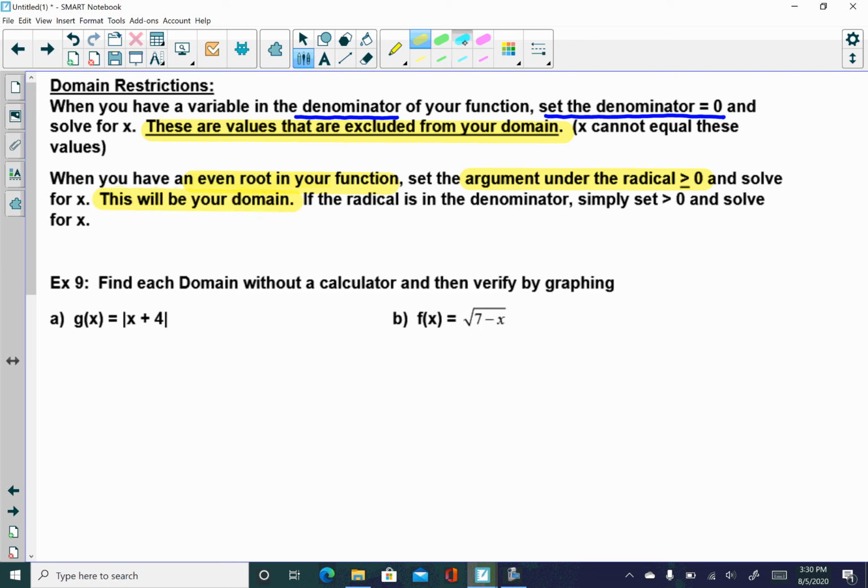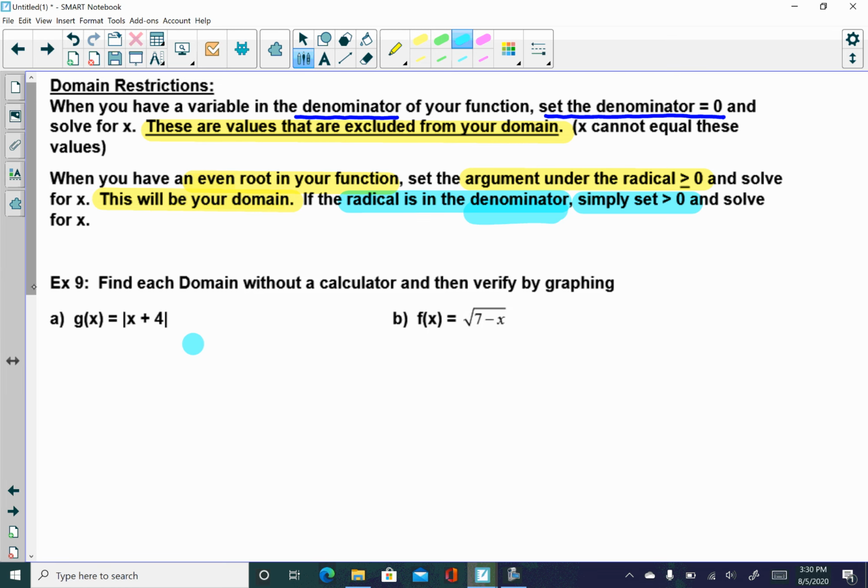Another key piece here is that if the radical is in the denominator, you simply set it greater than 0, not greater than or equal to, okay? Because if it's in the denominator, think about it, it can't equal 0, because if it equals 0 in the denominator, then it's undefined. Of course, I've got an example down here for you, but I want to point it out to you and highlight it for you. You're still solving for x.